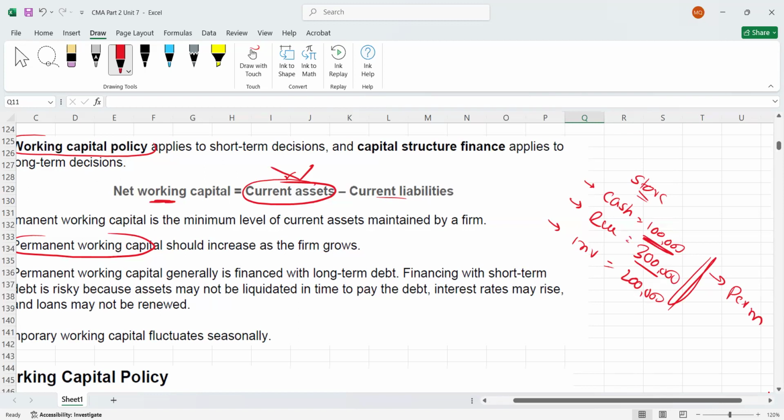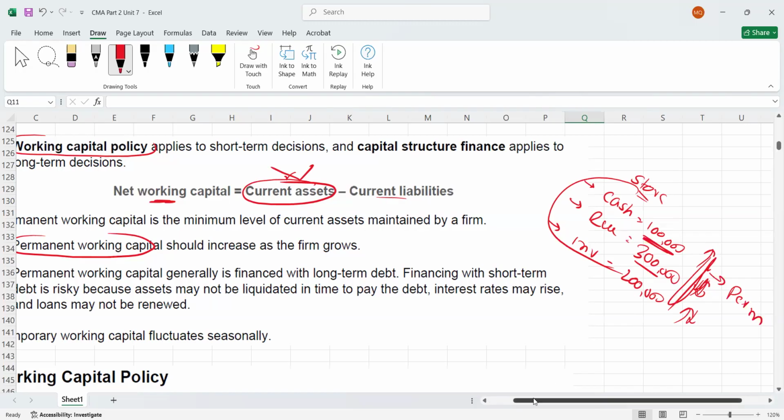permanent working capital. Okay, and then what is fluctuating? For example, if you have a season, let's assume you are running an ice cream business. In season maybe your cash balance may go up, your receivables may go up, or maybe your inventory can go up, right? But out of season, maybe you need less cash, your receivables will be lower, or your inventory will be lower. It means some portion of these current assets, or working capital, fluctuates with seasons, right? So those are called temporary working capital.